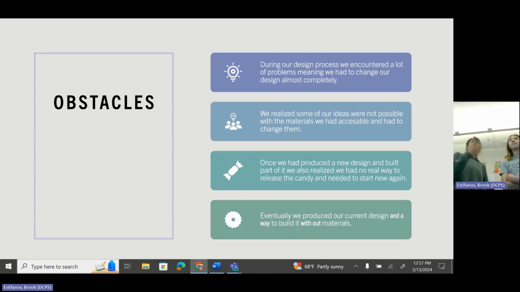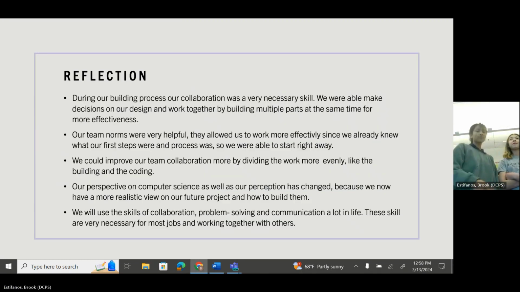Obstacles. During our design process, we encountered a lot of problems. We had to change our design multiple times. We realized some of our ideas were not possible with the materials we had accessible and had to change them. Once we produced a new design and built part of it, we also realized we had no real way to release the candy and needed to start over again. Eventually, we produced our current design and a way to build a collection.